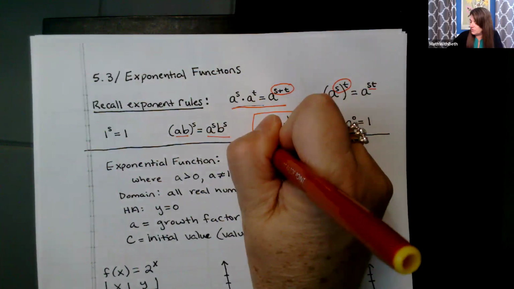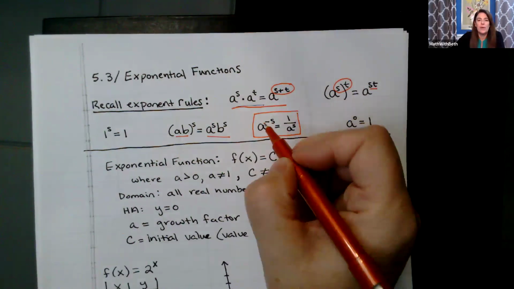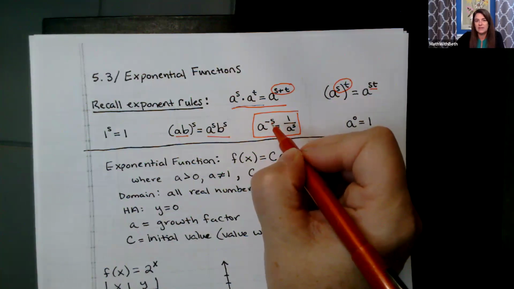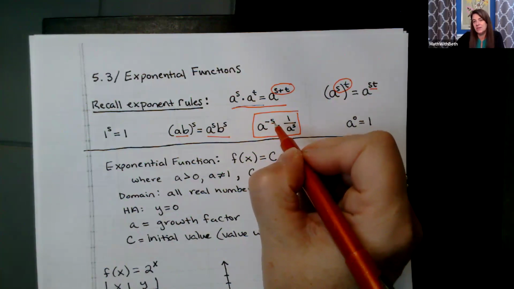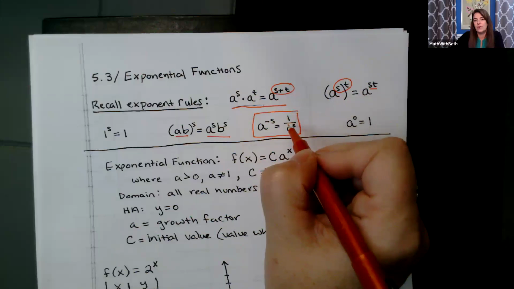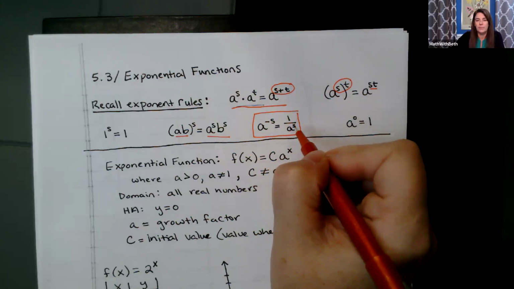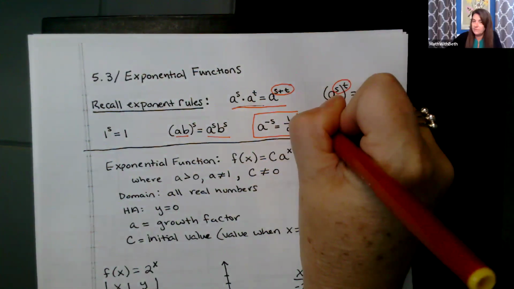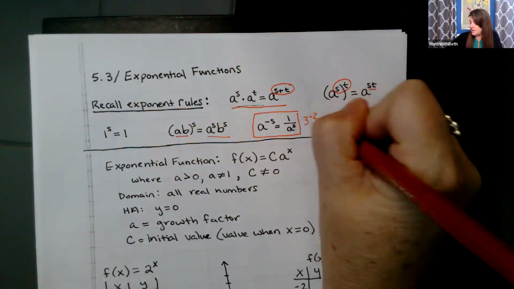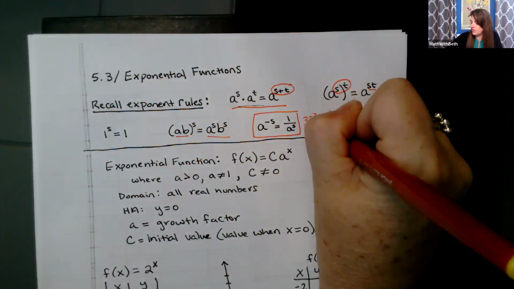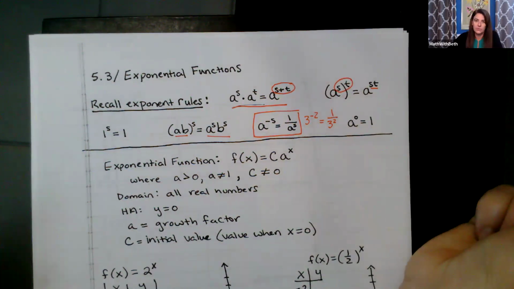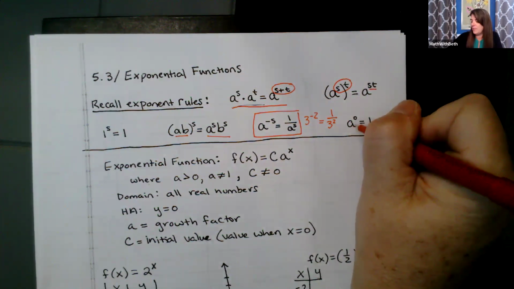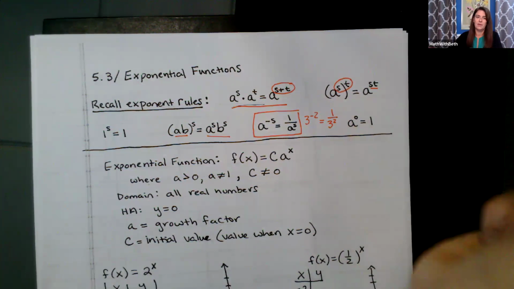This is a big one for this unit. Remember that if you have something raised to a negative power, that is the same, and we will usually change it to 1 over that thing raised to the positive version. So for instance, if you had 3 to the negative 2, that is the same as 1 over 3 to the second, which is really 1 over 9. And then finally, anything raised to the 0 power is just 1.